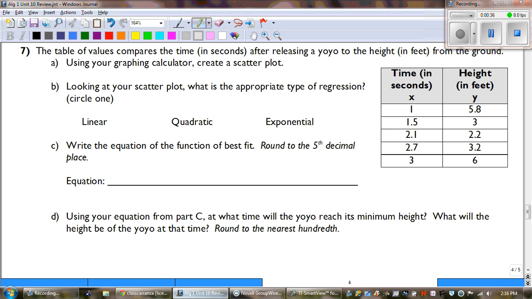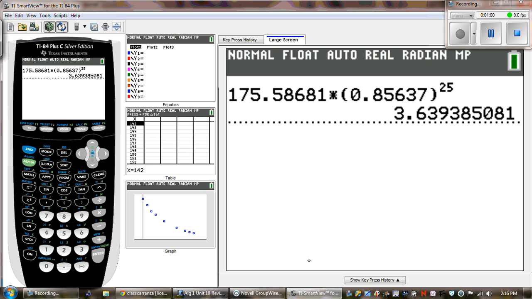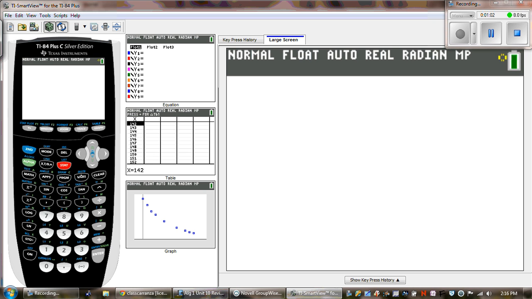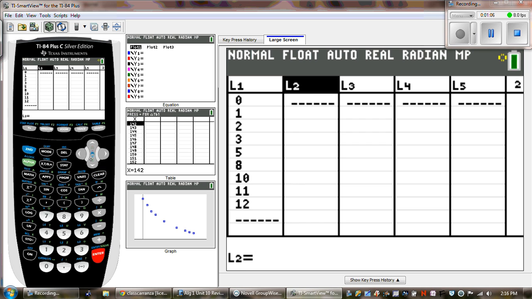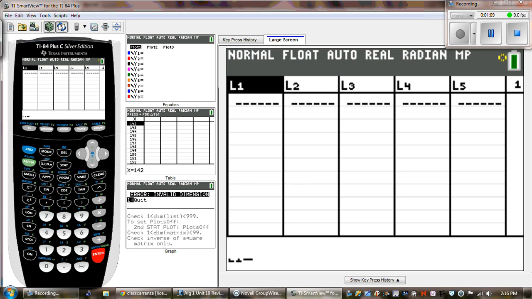Number 7 says the table of values compares the time in seconds after releasing a yo-yo to the height in feet from the ground. Use your graphing calculator and create a scatter plot. So the first thing you got to do, guys, pause the video and start plugging in all that information. Always make sure that your previous information is deleted.